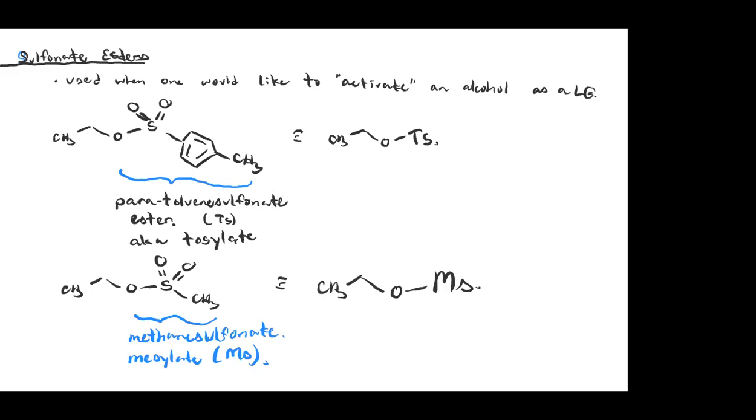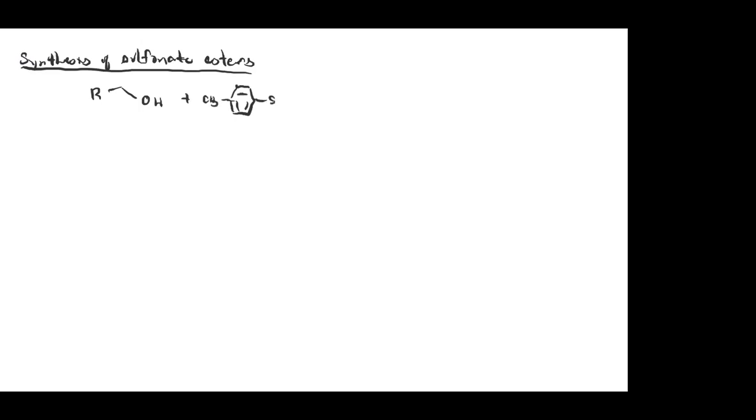So how do we make these things? We can make them from the alcohol, and the general reaction scheme is going to be ROH plus, I'll show it for tosyl chloride, plus some base, typically pyridine. And then that gives me my sulfonate ester.